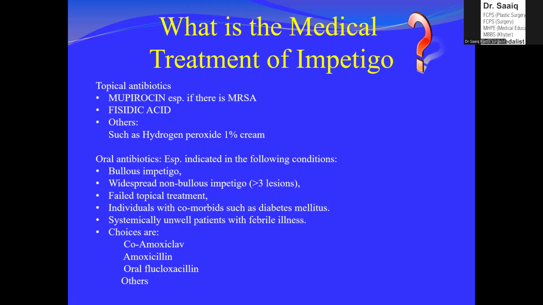We have a set of indications for systemic antibiotics, such as bullous impetigo, lesions which are more than three in number, and when topical antimicrobial treatment has failed. Individuals who have comorbidities in the form of diabetes or some immunocompromise. Similarly, patients who have febrile illness, malaise, and lymphadenopathy. Our choices of systemic antibiotics are co-amoxiclav, amoxicillin, flucloxacillin, and others.